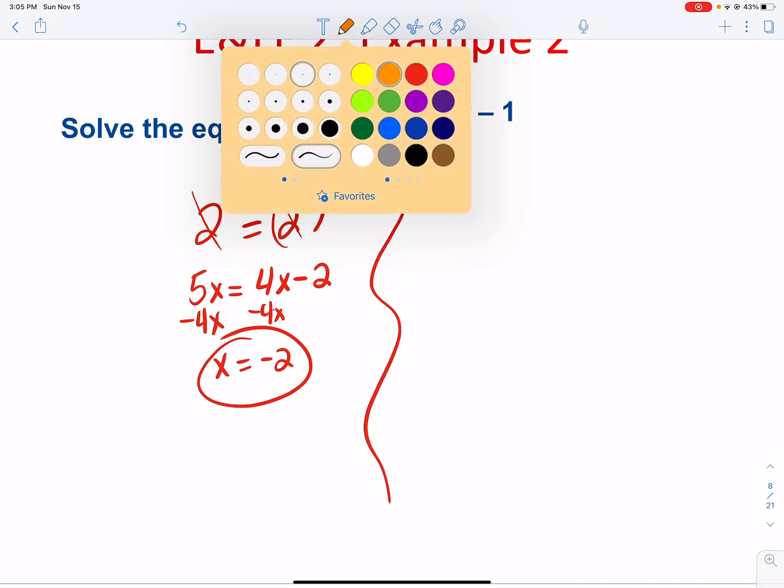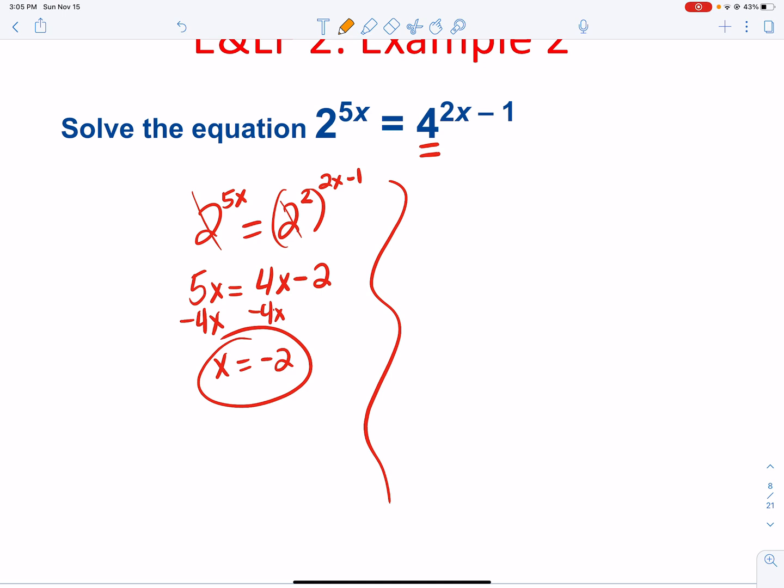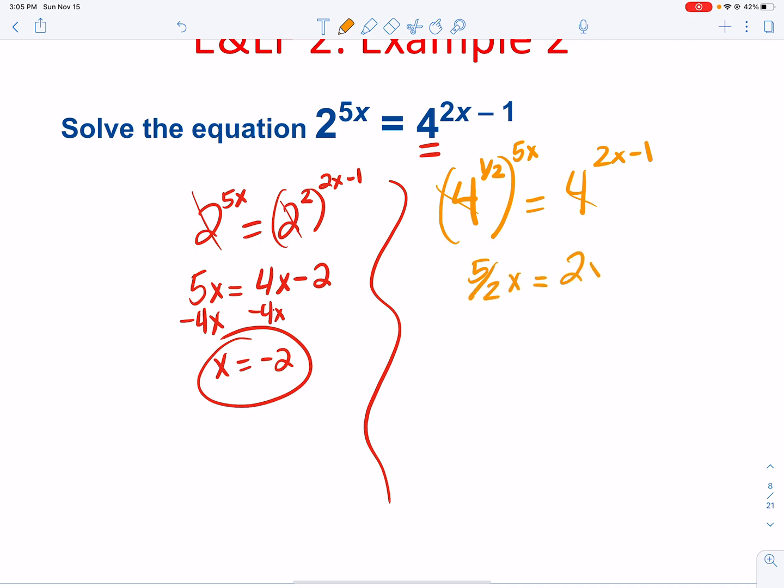Okay, so now some kids, instead of making the 4 into a 2, want to make the 2 into a 4, which would be 4 to the 1/2. 4 to the 1/2 is 2. So then this would be 4 to the 2x minus 1. So on this side, my bases are the same, so I would have 5/2 x equals 2x minus 1. So I would divide both sides by 5/2, which is the same thing as multiplying by 2/5. So when I multiply by 2/5 on this one, I would get 4/5 x. On this one, I would get minus 2/5.